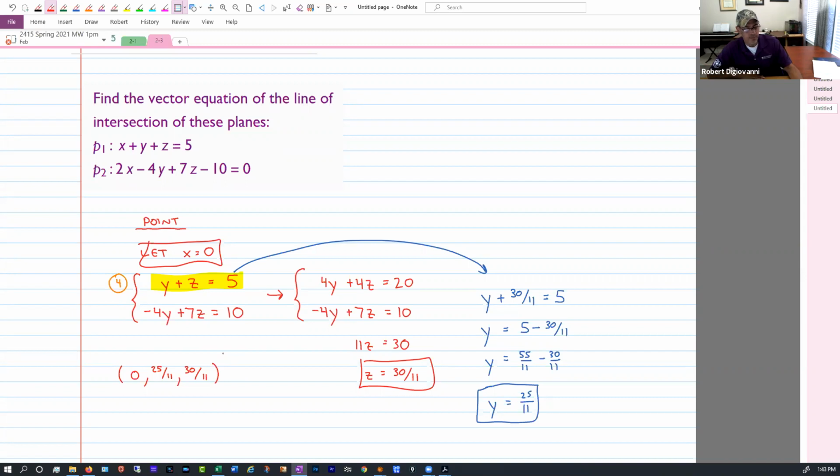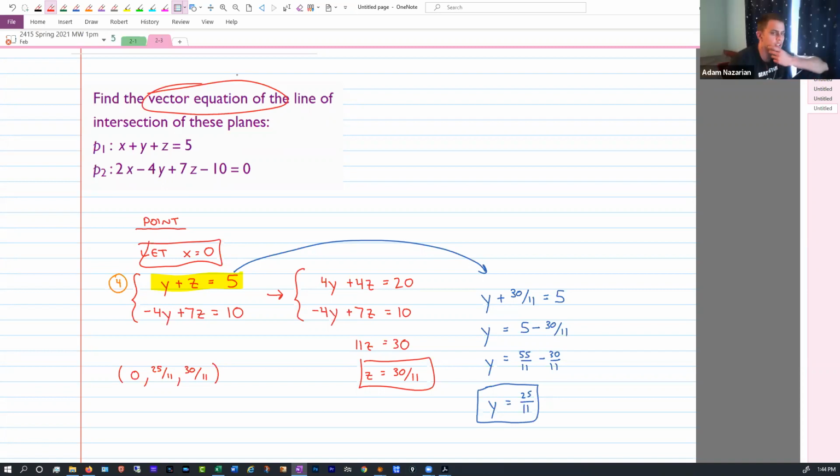What's the next thing? I have a point. Because we wanted the vector equation of a line, Benjamin said we need a point on the line. We got it. Now we need the direction vector of the line, right? Which you get by doing what? You cross the normal vectors. That's right. So we're going to now get the direction vector, right?